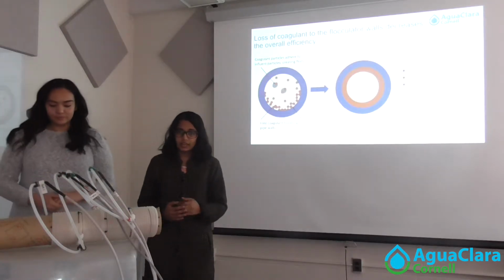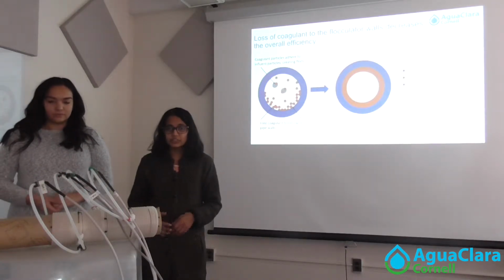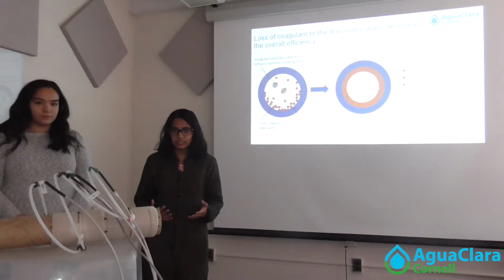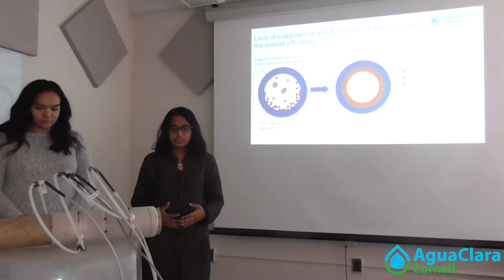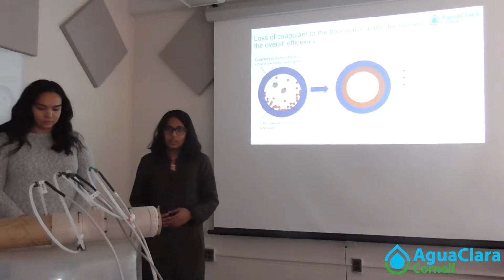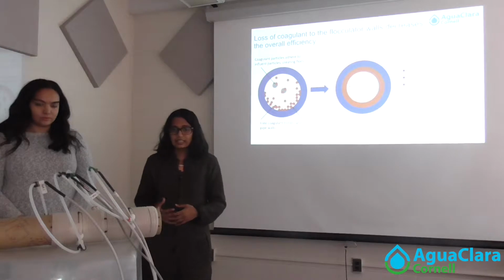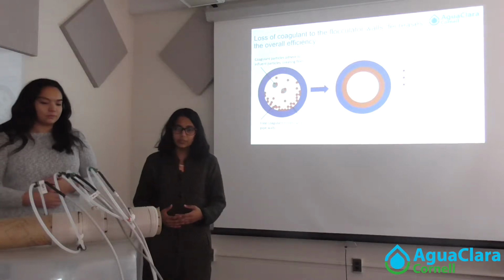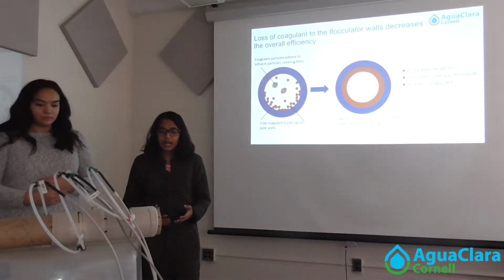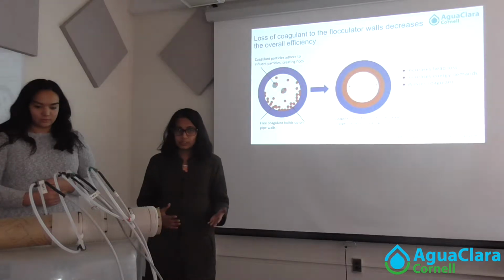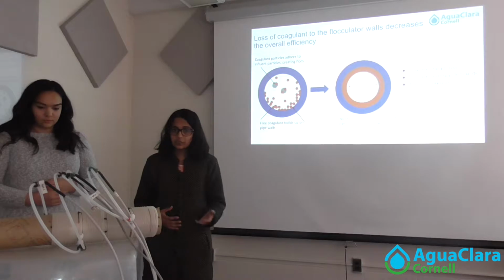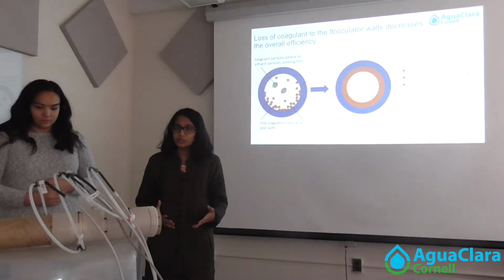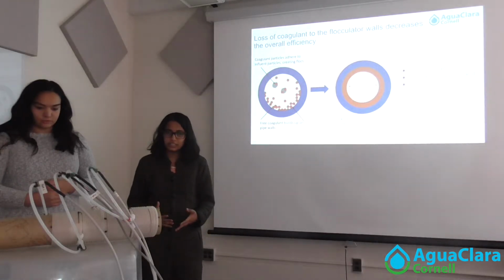Agua Clara plants rely on coagulation and flocculation to ensure that water meets its quality standards. Coagulation and flocculation are processes by which coagulant nanoparticles are added to untreated water. The coagulant nanoparticles then collide with and attach to contaminant particles, forming flocs. However, if coagulant nanoparticles do not attach to the contaminant particles, the free nanoparticles tend to attach to and accumulate on the walls of the flocculator.